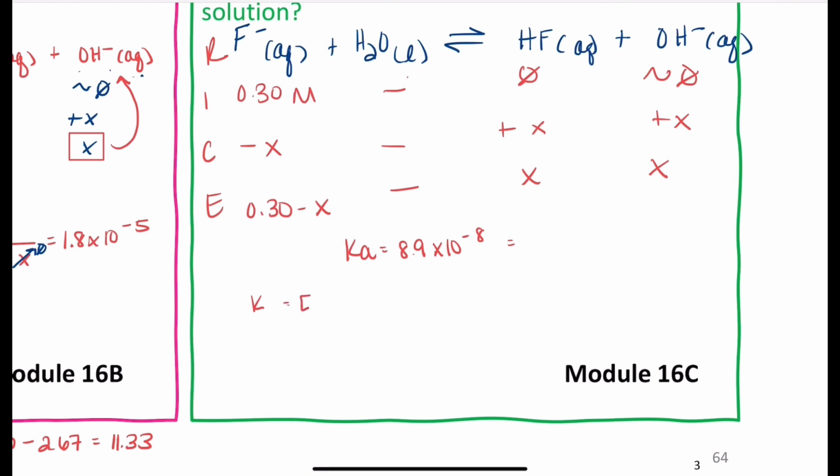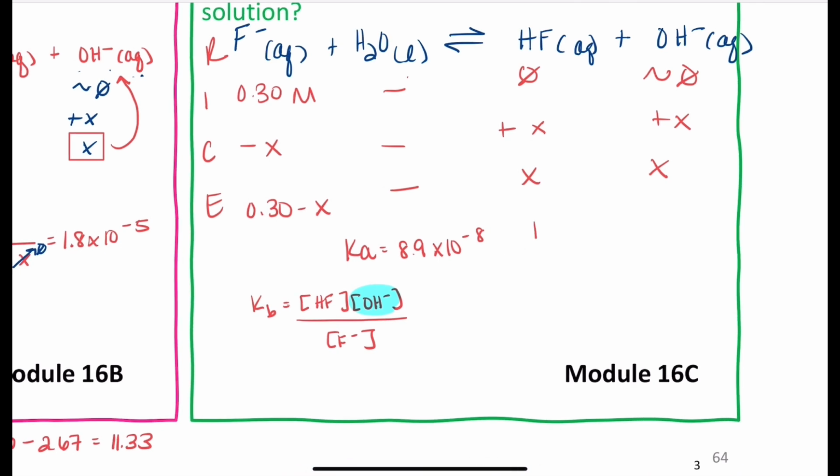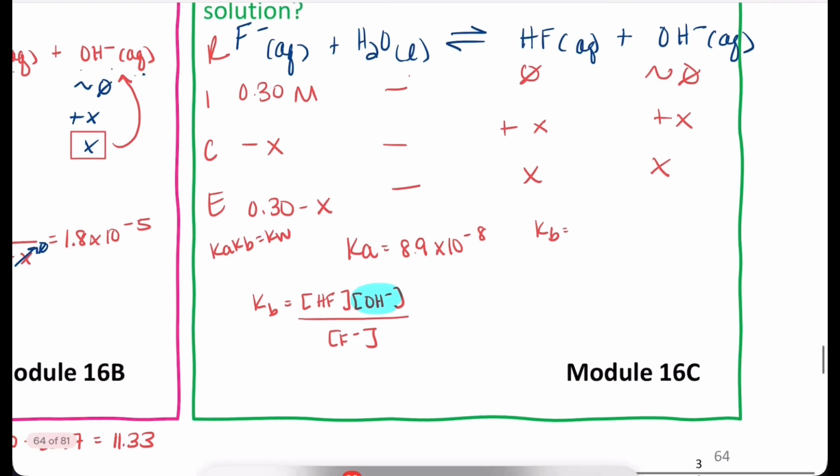My K expression here for the equation as written is HF times OH minus over F minus. I've got that hydroxide right there, which means I really need Kb. So although I know what Ka is, I need my Kb. Remember Ka times Kb equals Kw. Kw is 1.00 times 10 to the negative 14 at 25 degrees C.